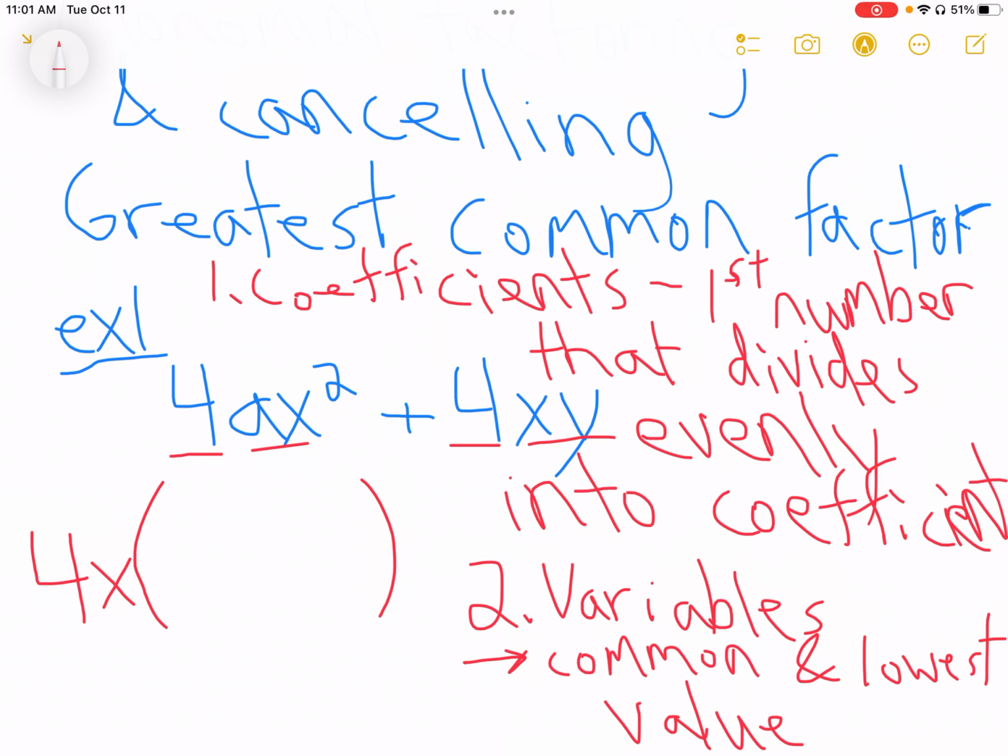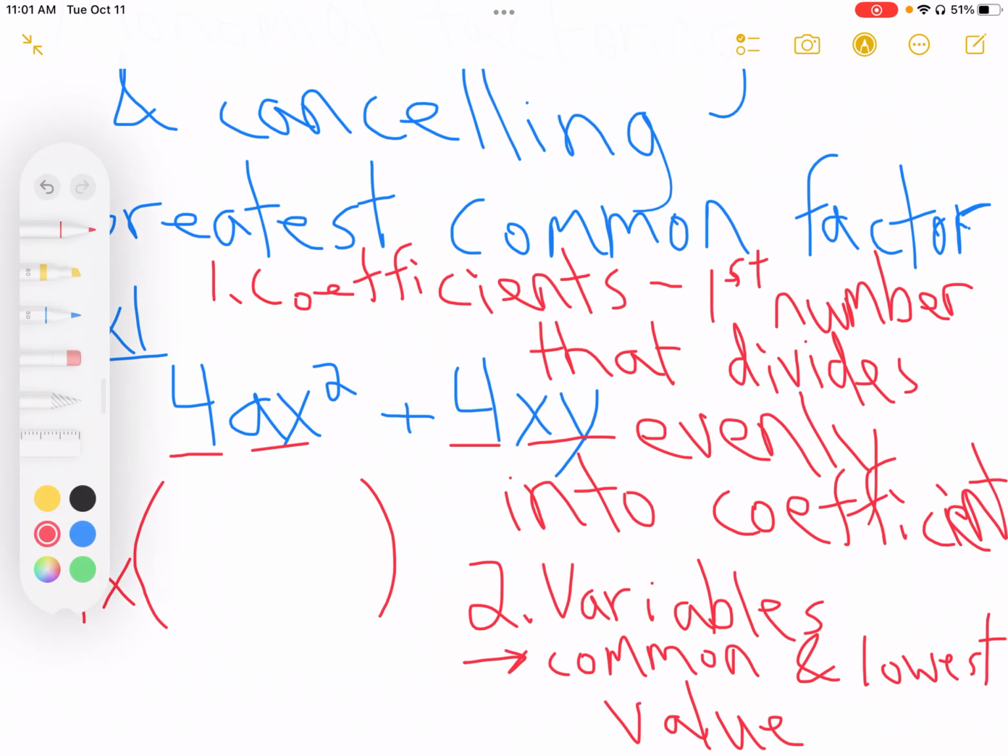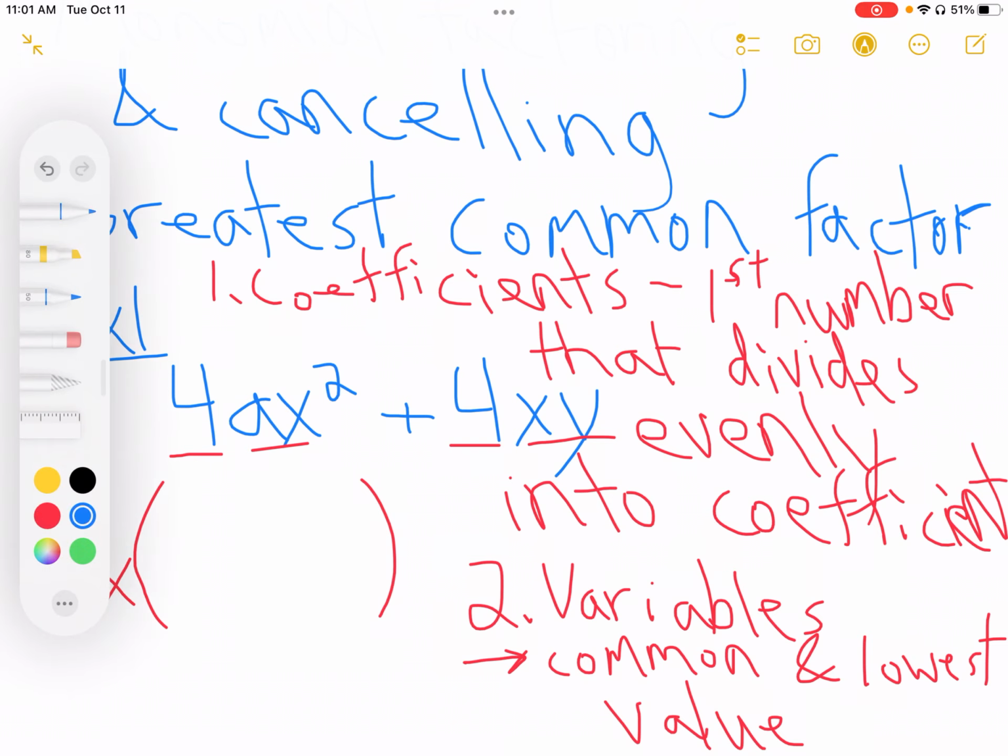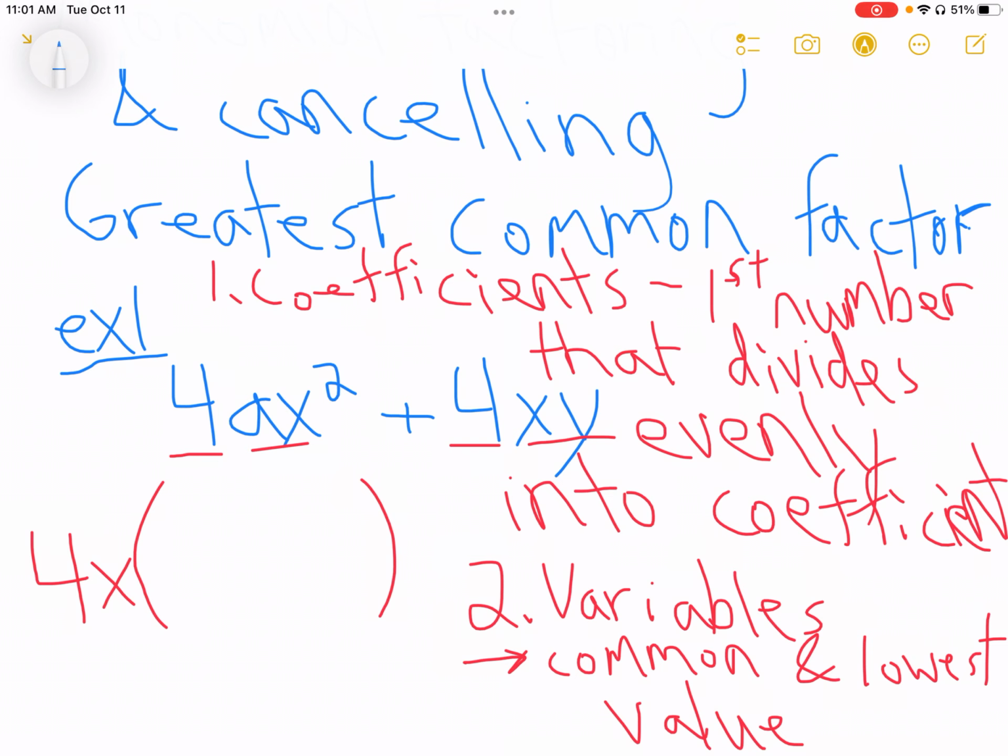And then if I take that out, let's draw the rest in blue. Let's take 4x out of this first term here, right? So this is this first term here. If I took 4 and I took x out of it, then I just would have a left and I have x left, right?